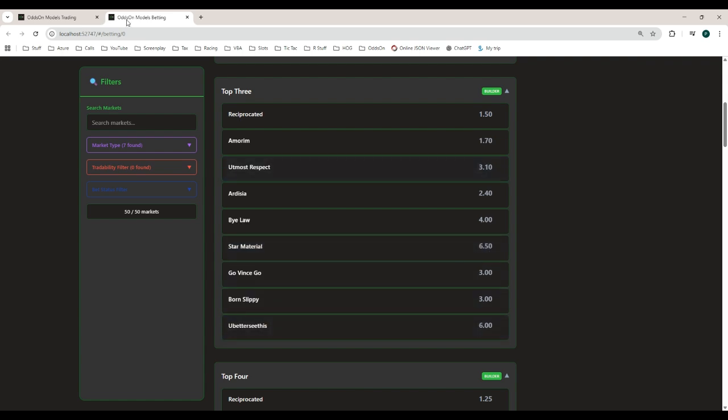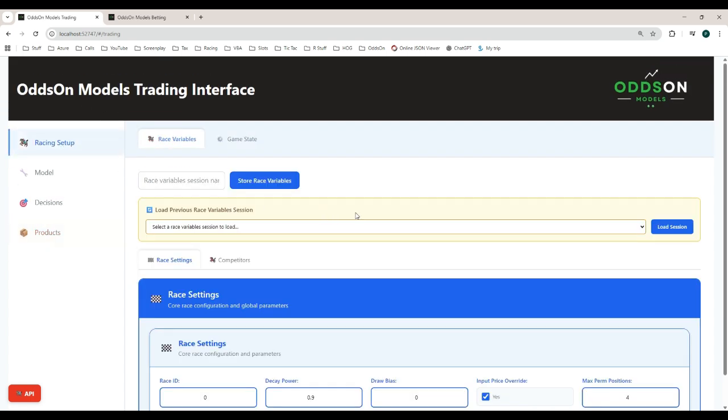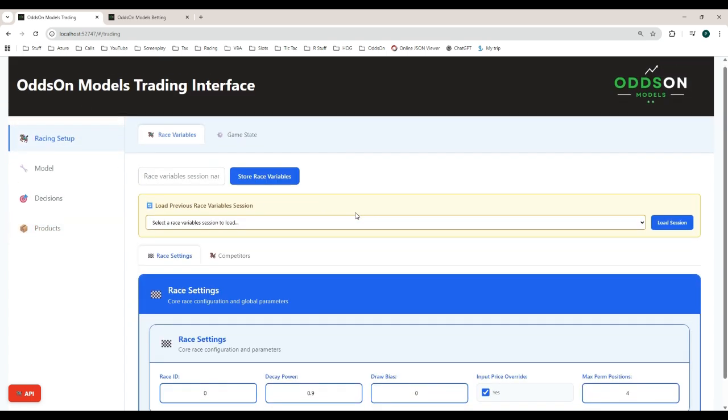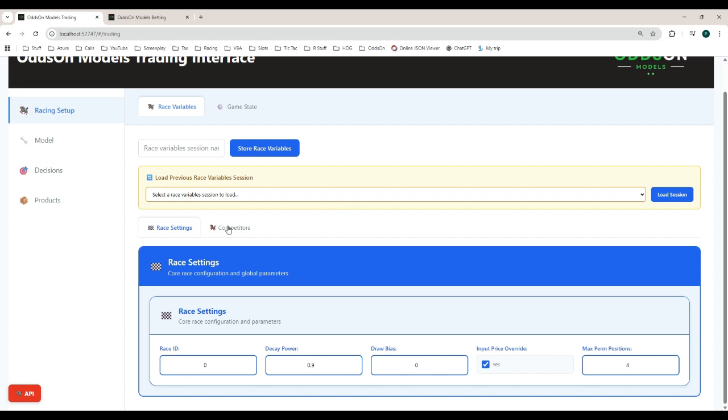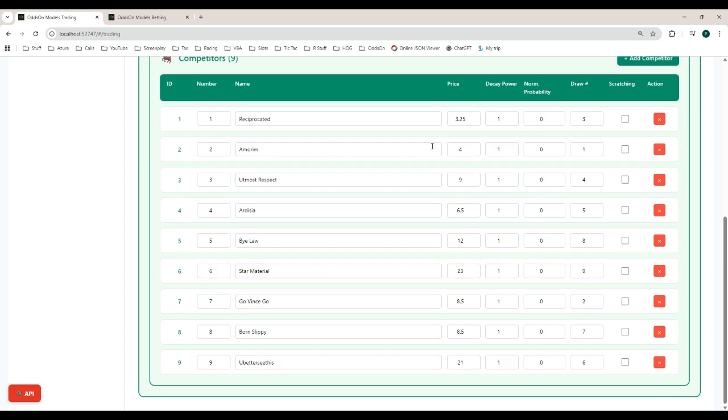So those variables there, the decay power was for the whole race, and it's kind of a measure of the whole race. Well, we can also do it at a competitor level. So this is the race style of a horse or a dog now. And a nice way that we can do this is these two here.